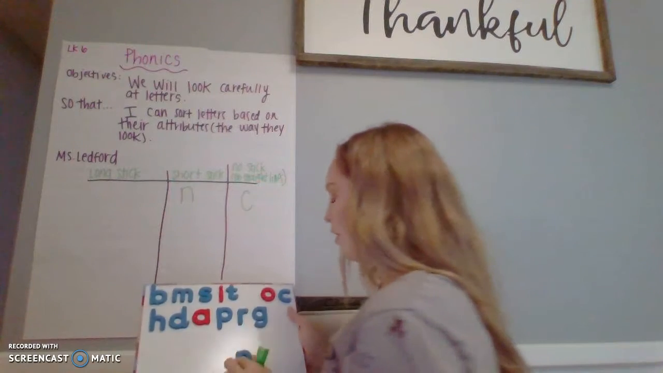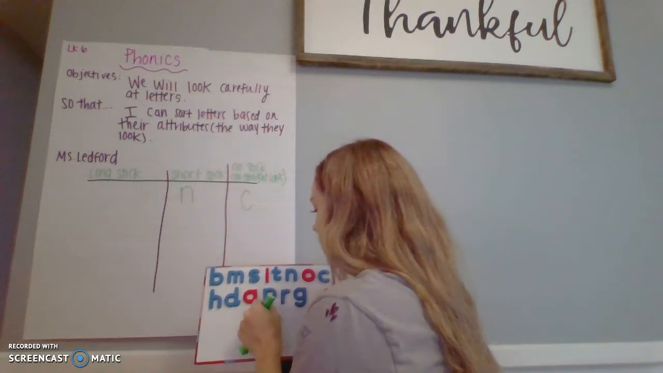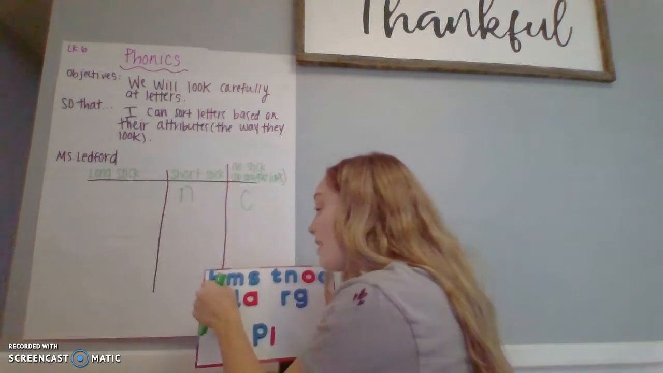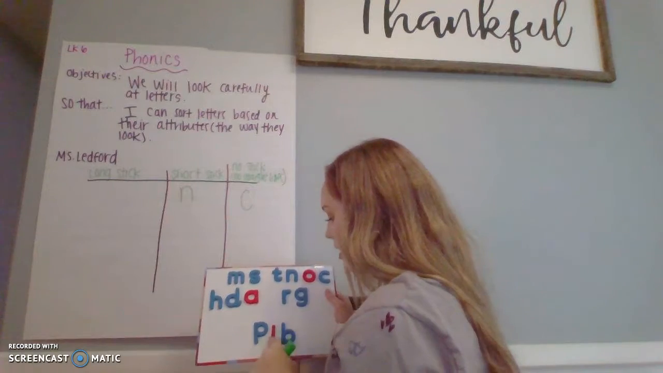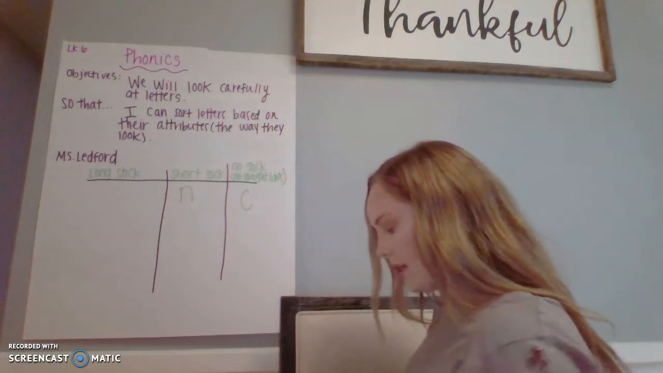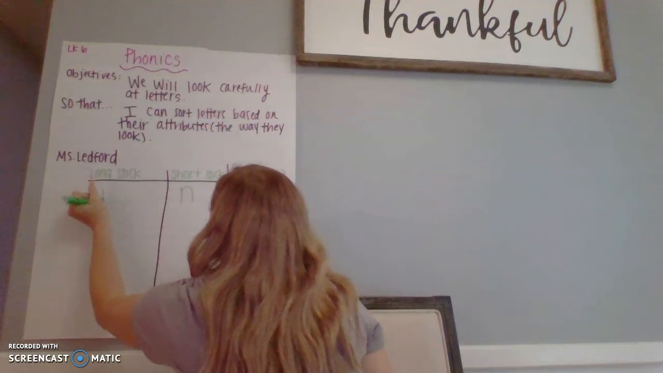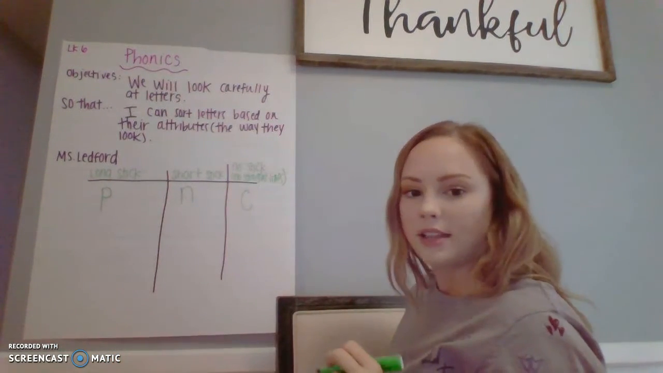And I'm going to look for a letter that has a long stick to give you an example. If I look at the letter P, or even the letter I, or even the letter B, they all have one part that's a big long stick. So I could write those letters under this section. I'm just going to pick one. Let's do the letter P. The letter P has a long stick, so it can go under long stick.